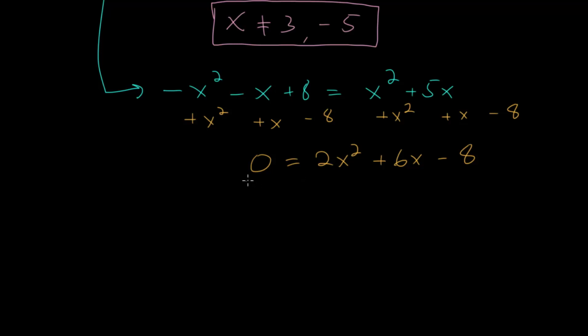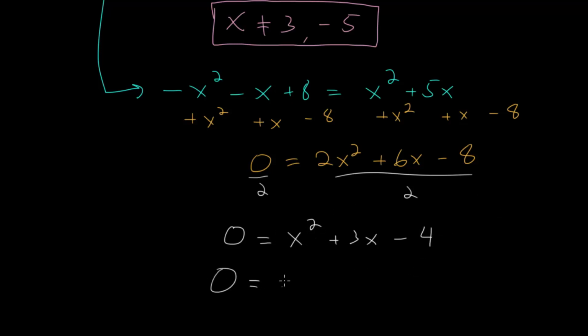So we can divide both sides of our equation by 2 just to simplify our numbers, so that we get 0 over 2, which is just 0. And on the right-hand side, we get x squared plus 3x minus 4. And we can try to factor this, but if you want, you can just use the quadratic formula. In fact, if factoring doesn't work, that's what we'll have to do.